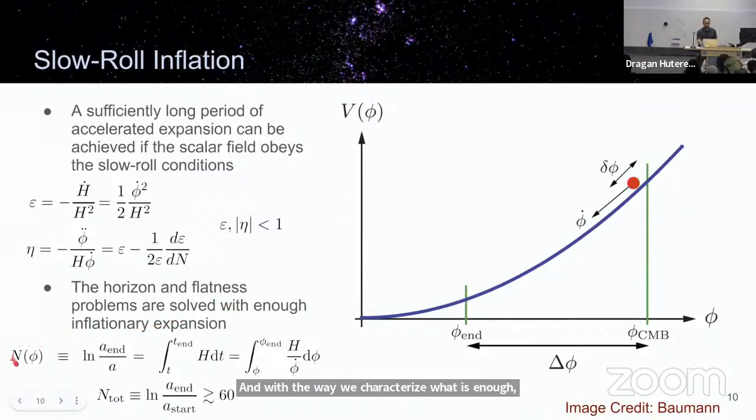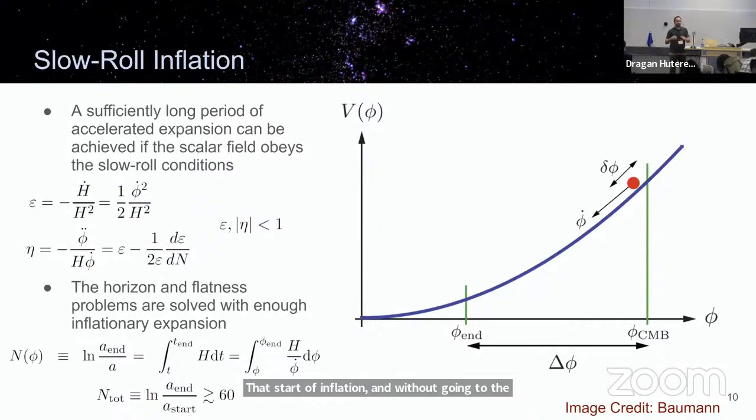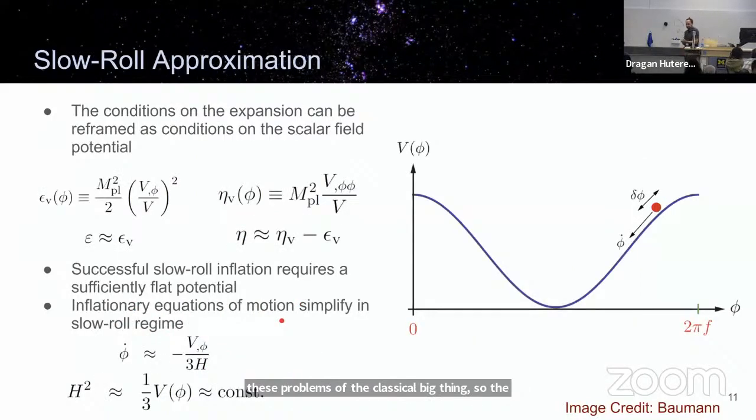Okay, and the way we characterize what is enough accelerated expansion is often in terms of the number of e-folds of expansion, defined as the log of the scale factor at the end of inflation over the scale factor at the start of inflation. And without going to the numbers, I'll just tell you that if you have 60 e-folds of inflation or more, then you're guaranteed to solve these problems of the classical Big Bang, so the flatness and horizon problems.